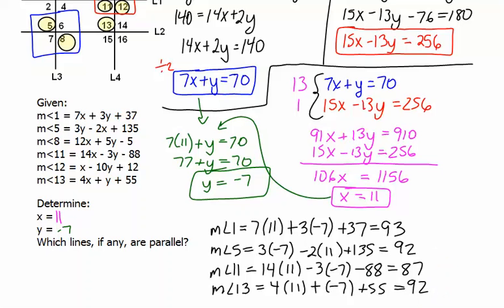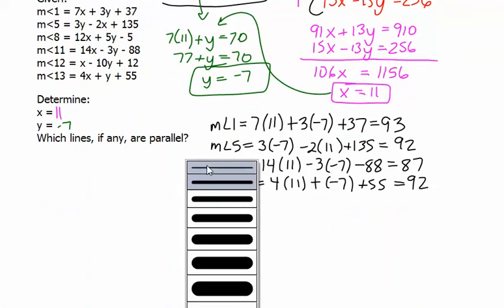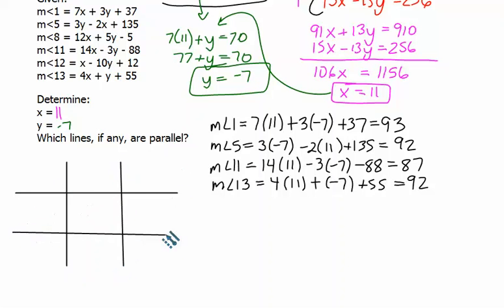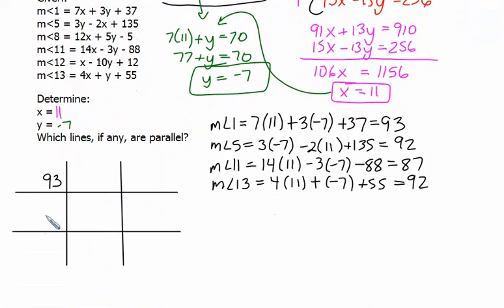Now, one thing that I would encourage you to do is to just draw out a different picture of the problem where you can simply mark those numbers. That way you can stay organized. So down here I'm going to put that on the picture. In the original picture, angle 1 was up here, so that's our 93. Angle 5 was over here, that's our 92.